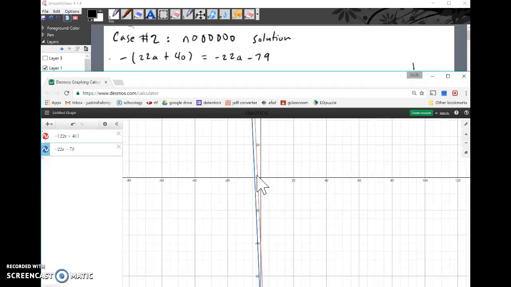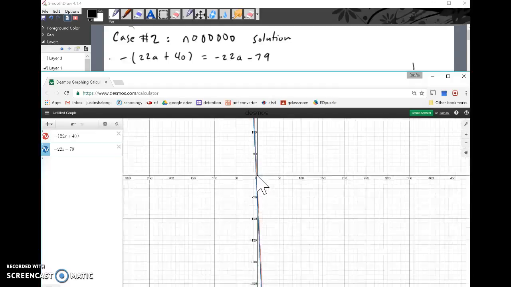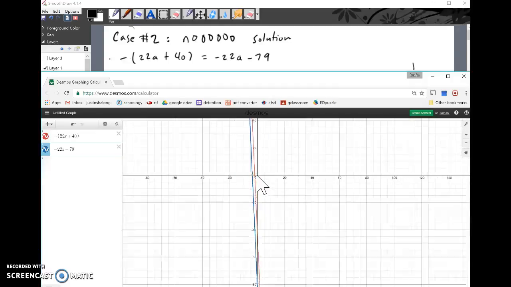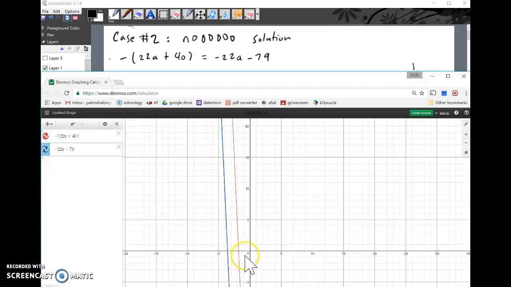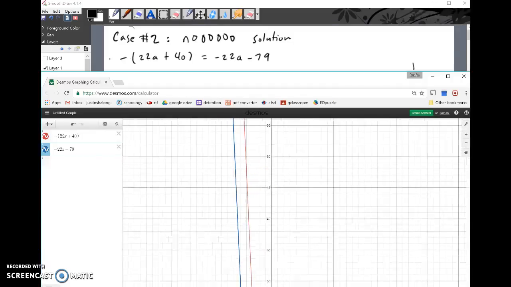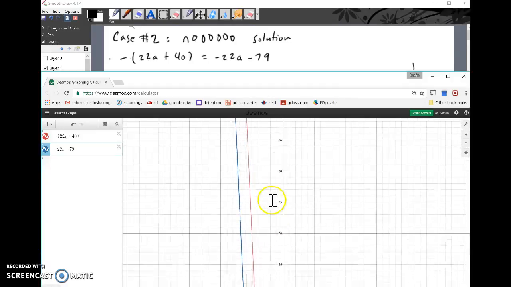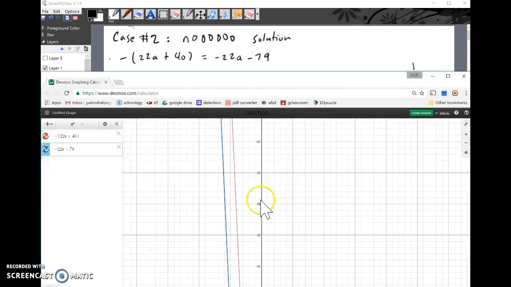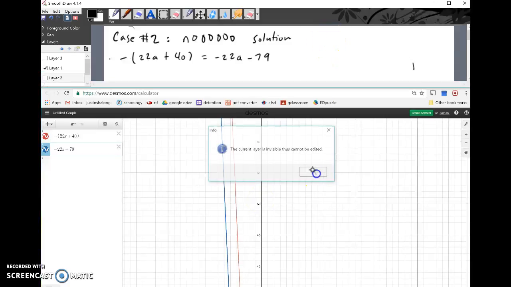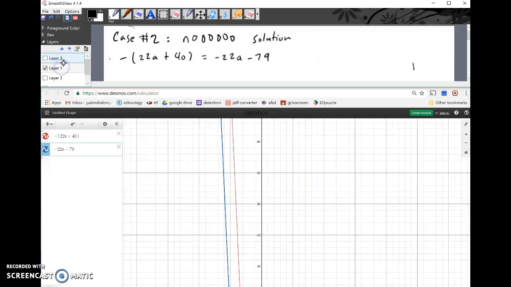So I'm zooming out, and eventually those two lines become one line. I've zoomed out way too far. Now I'm going to drag up and down, and it's quite clear why this is a no solution example. The two lines are running parallel. What that means is that when the blue line goes up, the red line is going up by the same amount. They have the same slope, so they're never going to intersect.